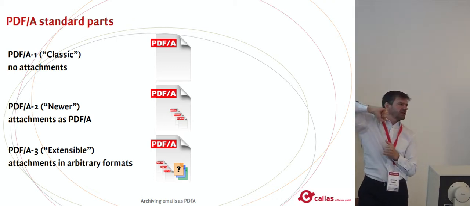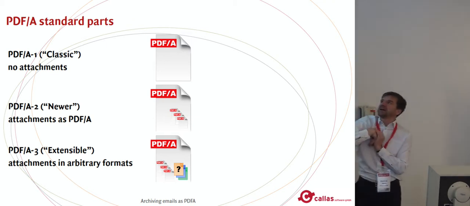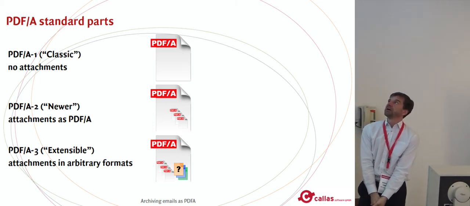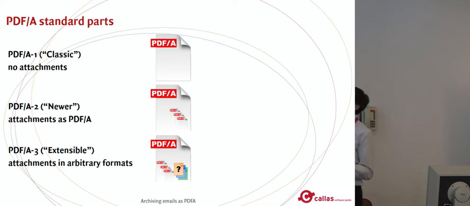We have PDF. I think you are somewhat familiar with PDFA, or who is not? Okay. So there is PDFA Classic, the first standard part, which came out in 2005. And that simply doesn't allow for any email attachments. So you all know you can attach files to a PDF file. And in PDFA2, that is permitted, but each and every attachment needs to be compliant with PDFA, so it needs to be a PDF file, and in fact a PDFA file.